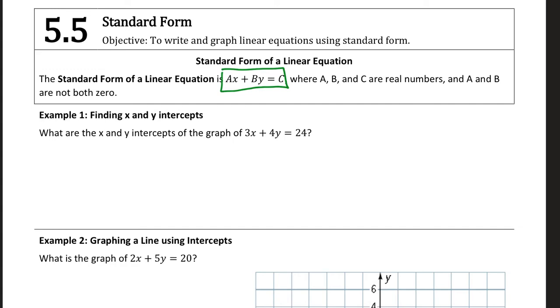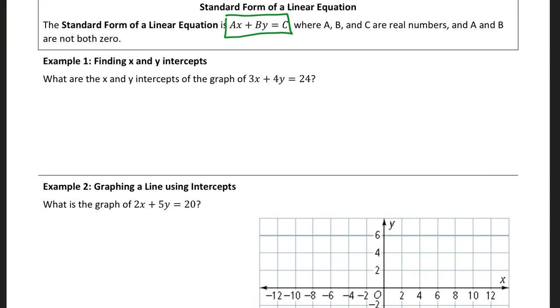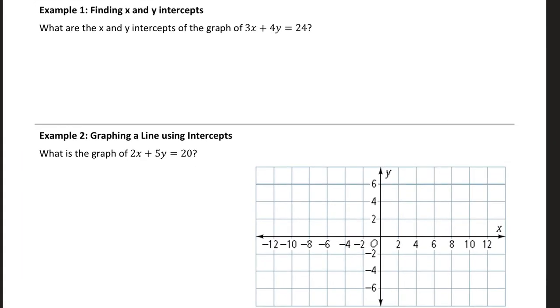Standard form is really useful when we're working with x and y intercepts. So I'm going to show you how to find x and y intercepts using standard form. First, in example 1, we're going to find the x-intercept. It's important to understand that the x-intercept of a graph is where that graph crosses the x-axis. When a graph crosses the x-axis, it has a y value of 0.